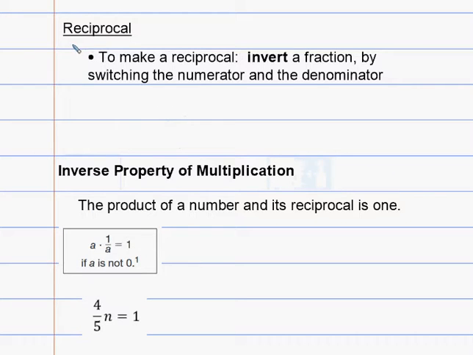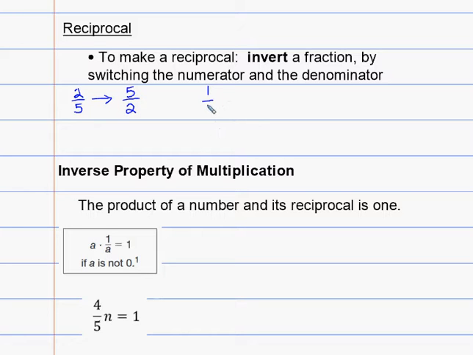Here's the other piece that we need to talk about, which is reciprocals. To make a reciprocal, we're going to invert a fraction. And that process of inverting is switching the numerator and the denominator. So let me give you some examples. If we start with a fraction of 2/5, the reciprocal would be to switch those two positions. So the 5 would become the numerator and the 2 would become the denominator.